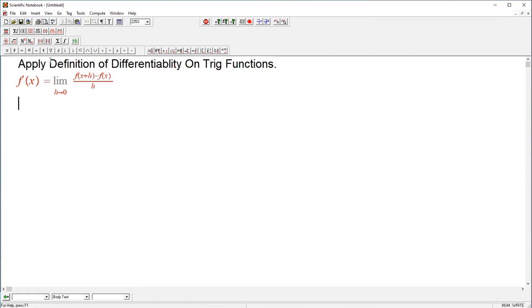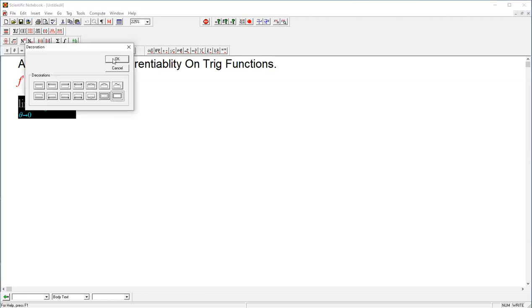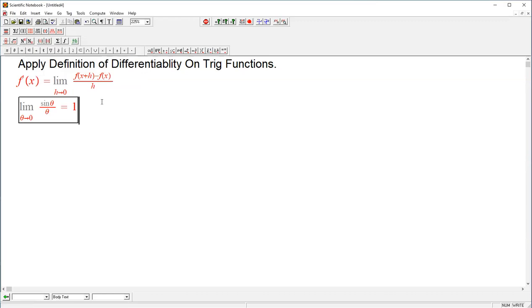The first one is the limit, as theta approaches 0, of sine theta divided by theta. That's what's in the textbook, and that limit equals 1. We're going to explain it, and the proof of these will be saved for another time. A similar version of this limit could use x, as x approaches 0.